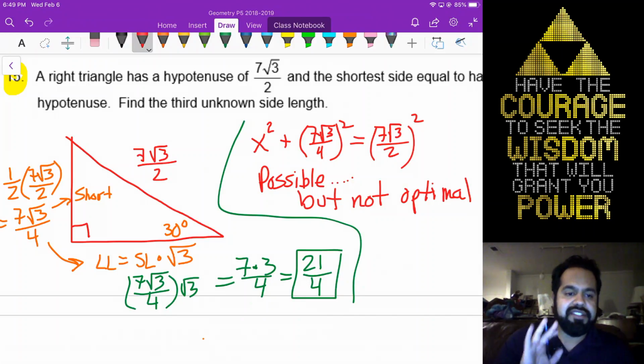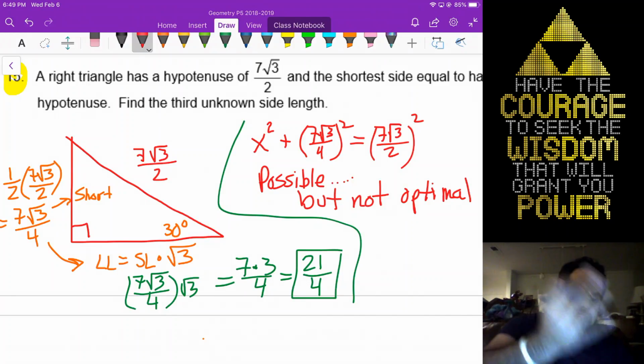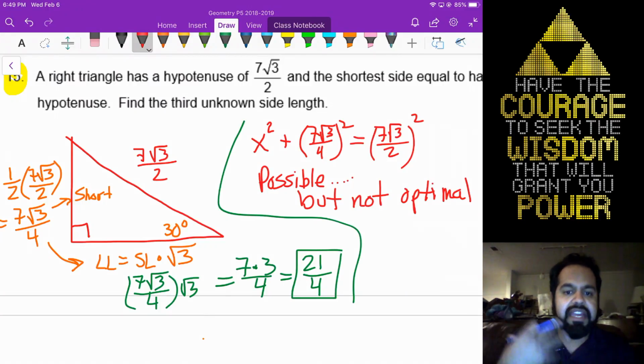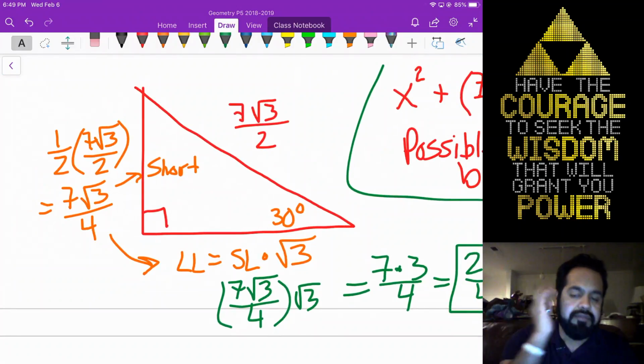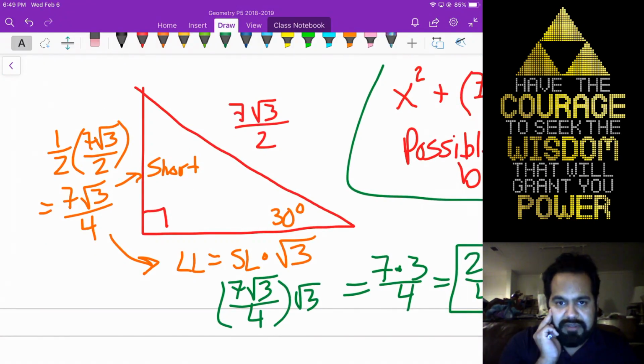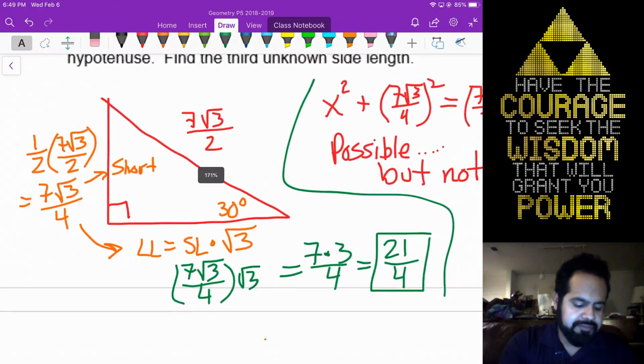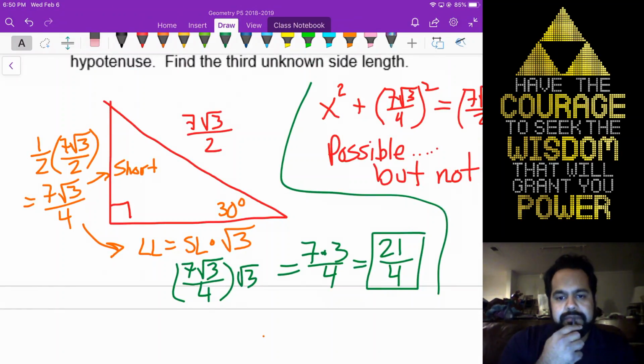Right? Like this is just going to throw too many people in confusion. So I'm going to opt into saying, hey, you got to know your relationships. You got to know what they mean if they're verbally said out loud to you. So I would just recommend, again, remembering, hey, you know your special right triangles. Right? You got to know that.